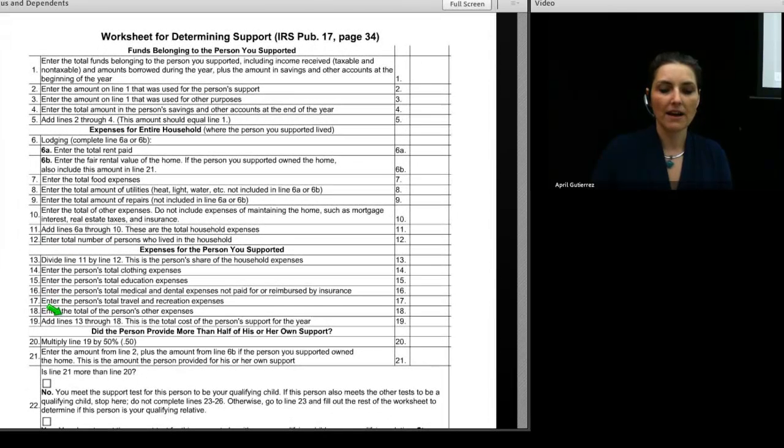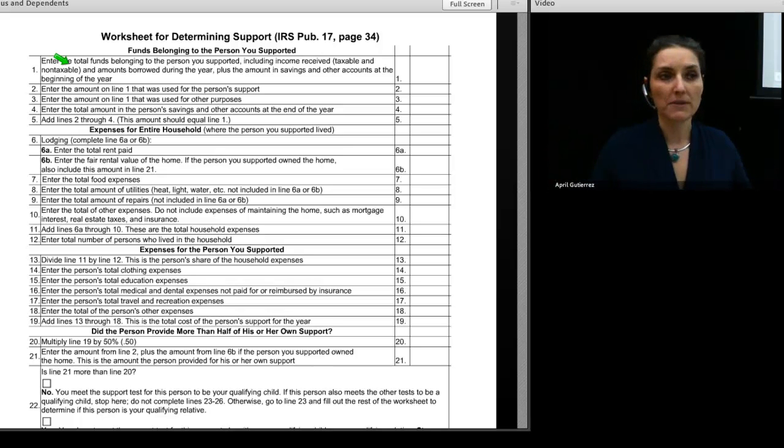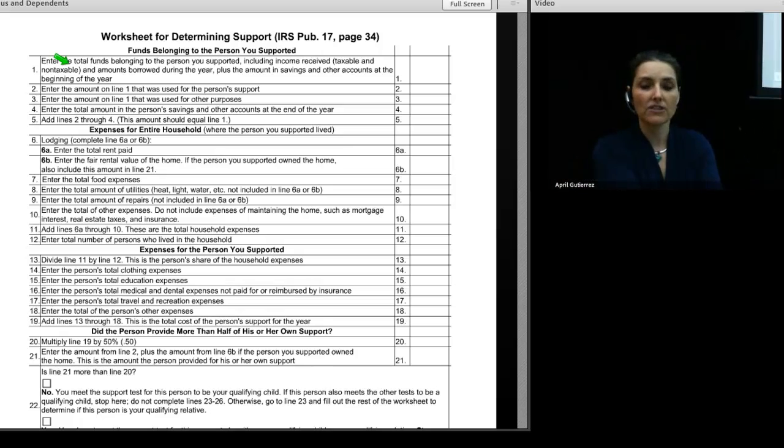We're real tight on time today, so I'm not going to spend any time going over the worksheet with you, but it's there. And essentially what it does, it says how much money are you providing for the support of the household and the person that you're trying to claim. How much of that support needs to be allocated to you and other people in the household, and how much is left to be allocated to the person you want to claim a dependency exemption for.